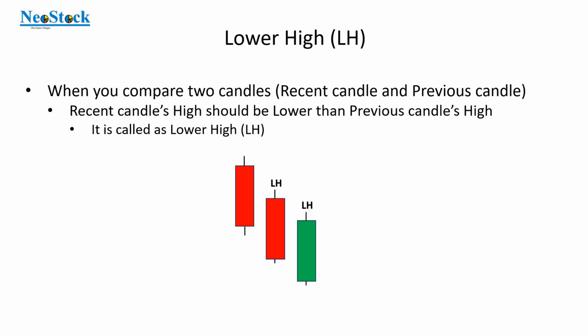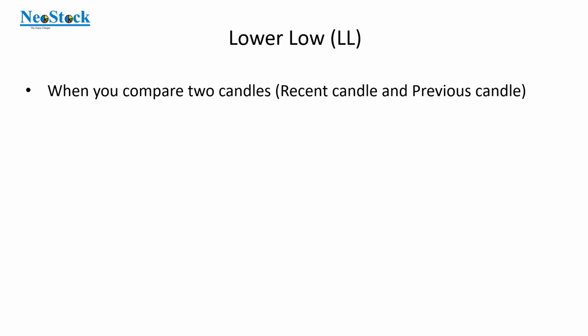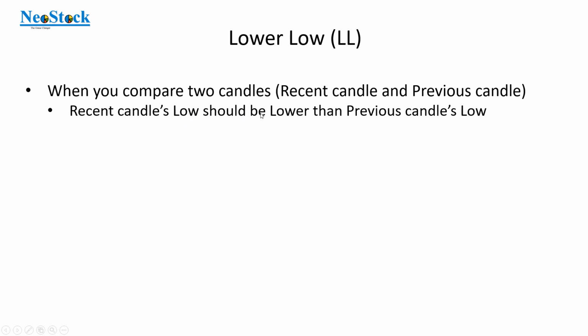Now let's look into the next type, that is lower low. What is lower low? First L indicates when you are comparing two candles, the present candle should be lower. Which parameter in the present candle? The second letter is telling. What is that? The low. The second letter L indicates the low of the candle, the low of the recent candle. So the recent candle's low should be lower than the previous candle's low. Then it is called lower low.